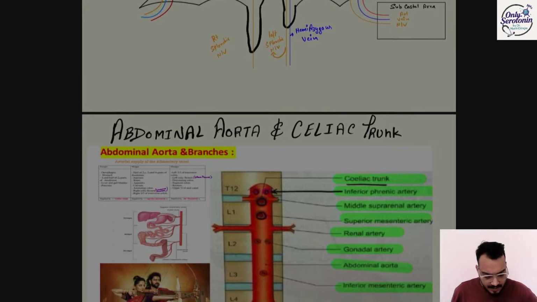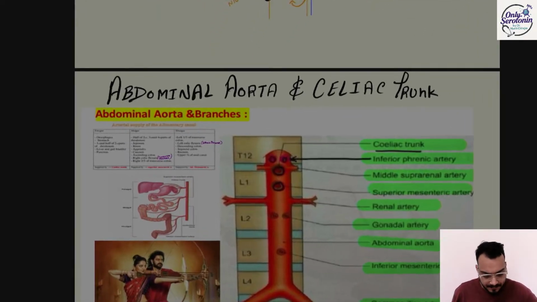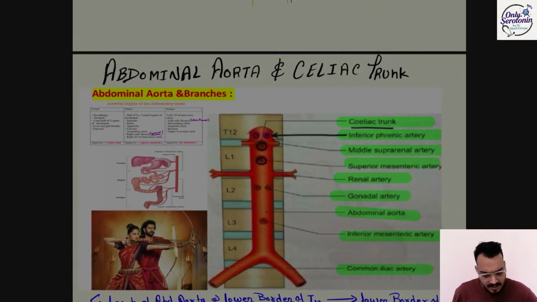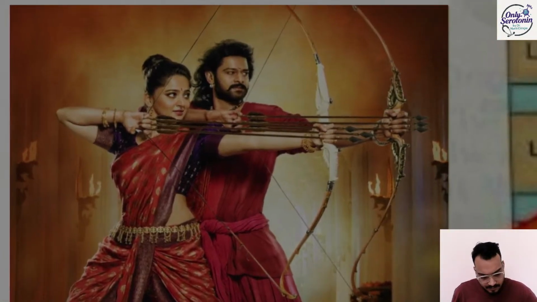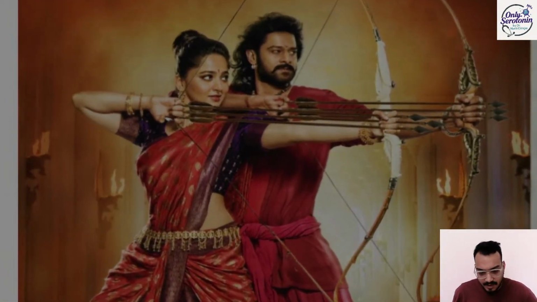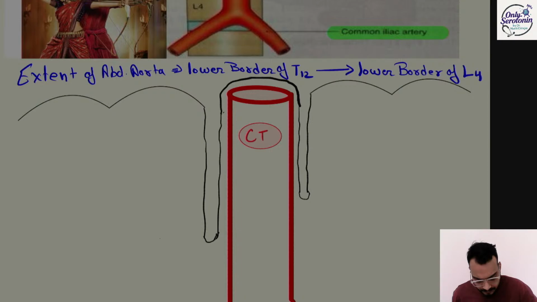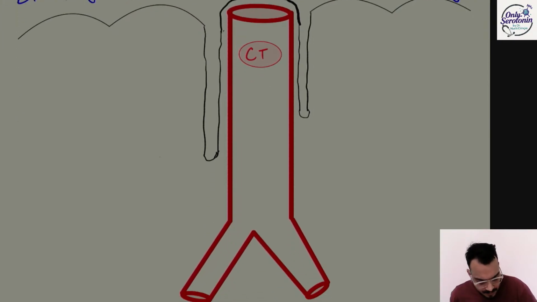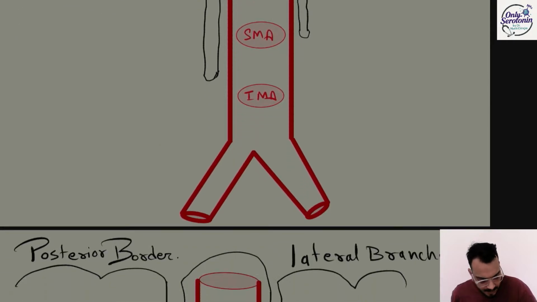Now, the next topic which we are going to study is the abdominal aorta, as well as the celiac trunk. Then I am having the superior mesenteric artery. Then at the navel I am having the inferior mesenteric artery, and here it is the common iliac artery.